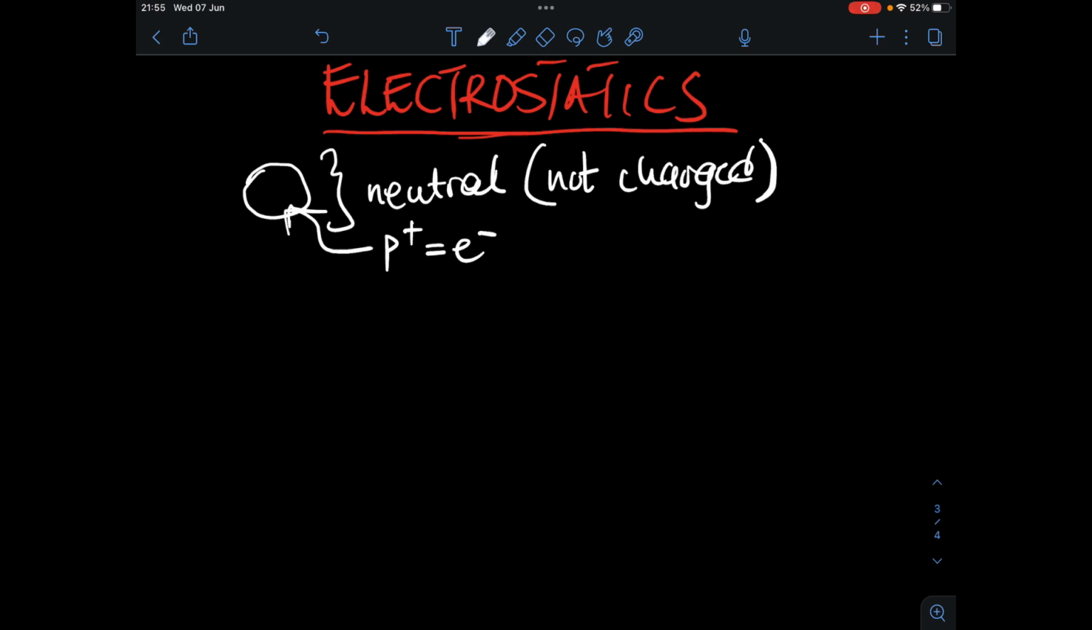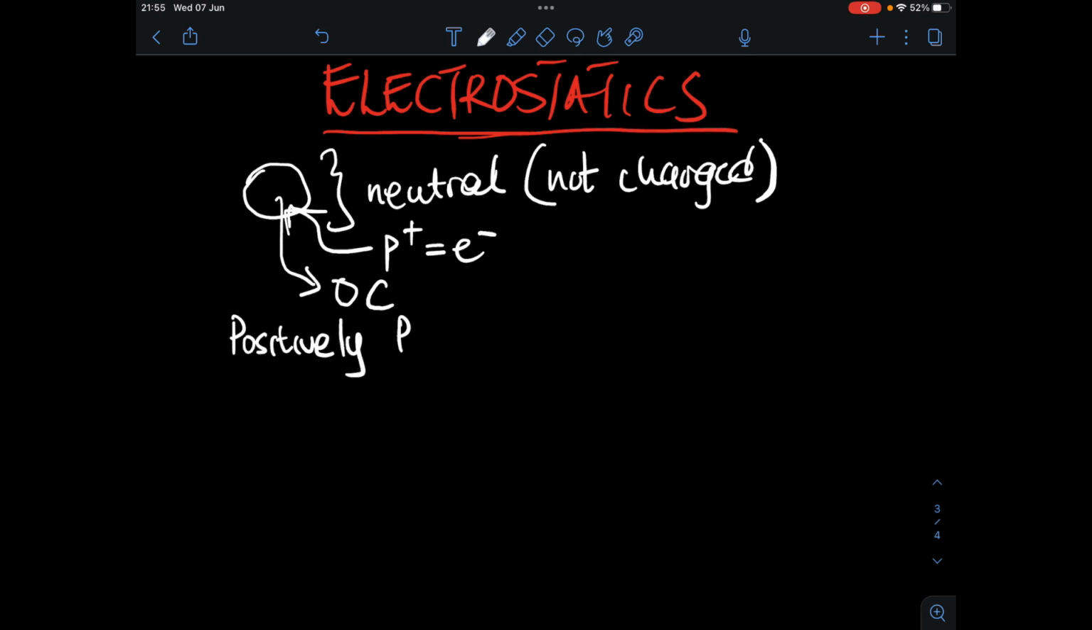Remember, every object has electrons and protons. So in a neutral object, the protons and electrons are equivalent. It's not charged. In other words, it's 0 coulomb, right? Now let's talk about the positively charged.